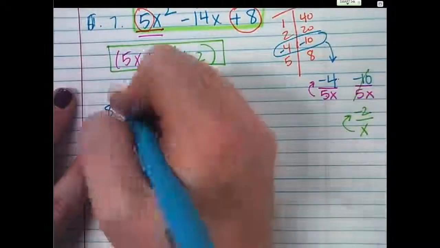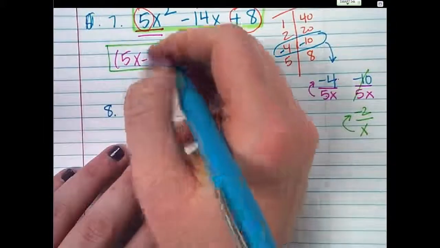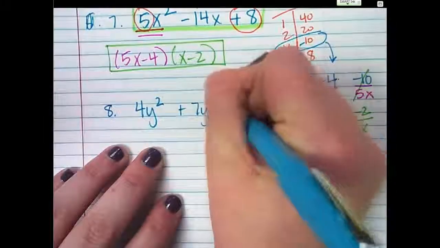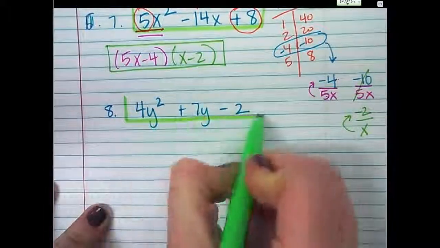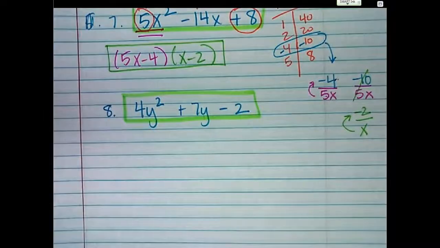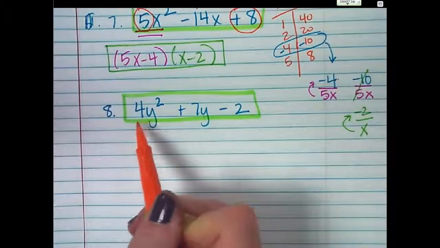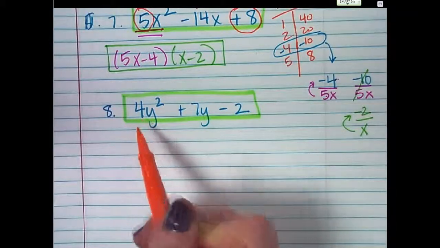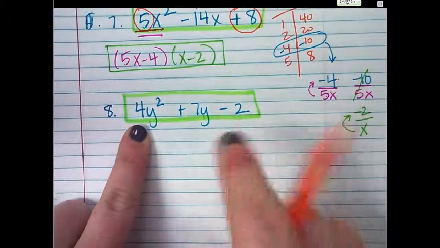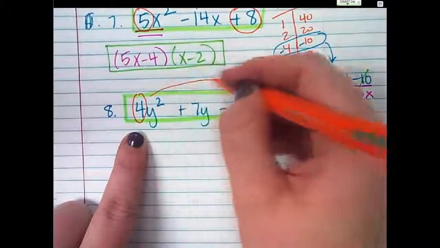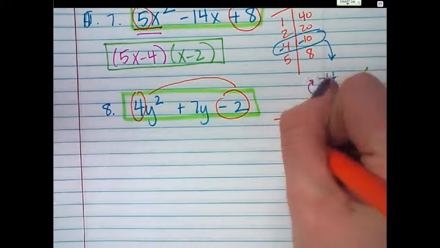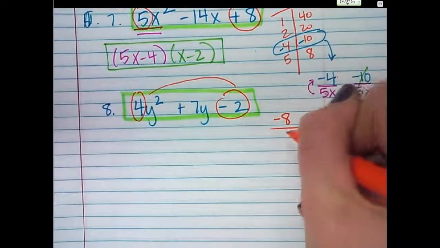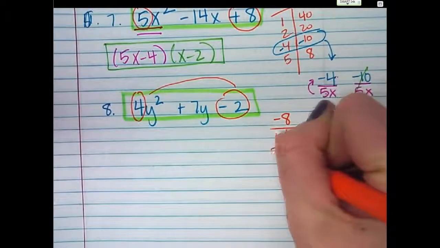Let's try another one like that. 4y squared plus 7y minus 2. As soon as you see that the first number is not a 1, multiply the first and the last number. 4 times negative 2, so negative 8. Which would be 1 and 8, 2 and 4.